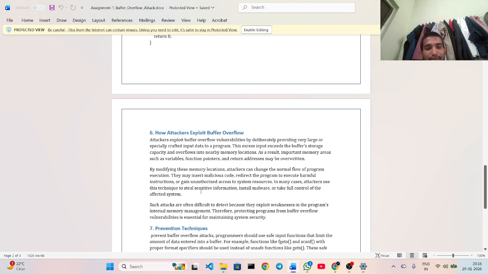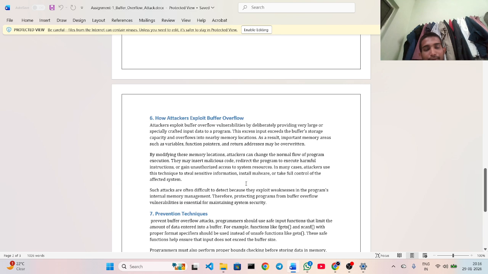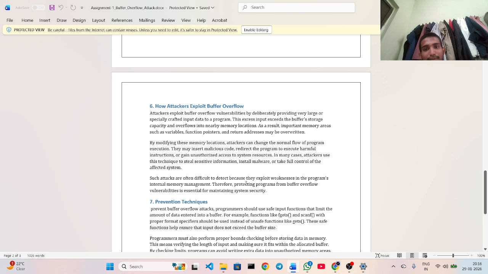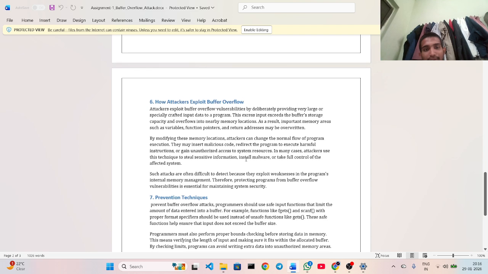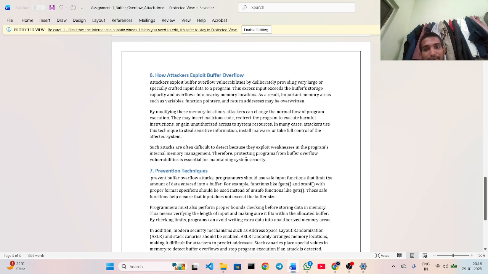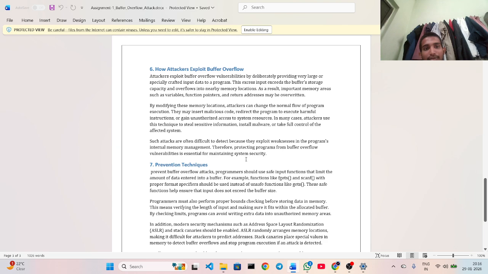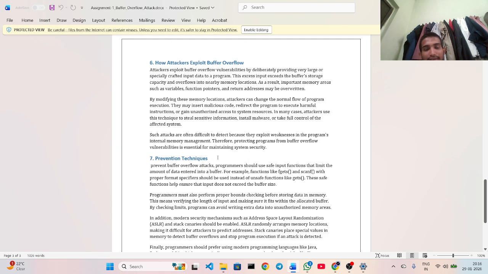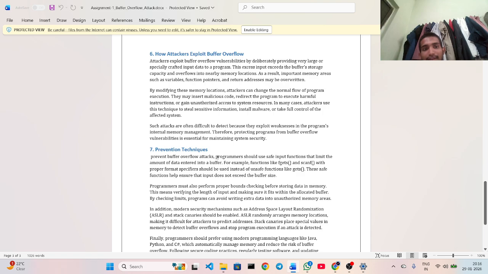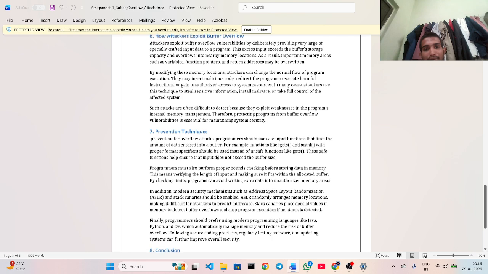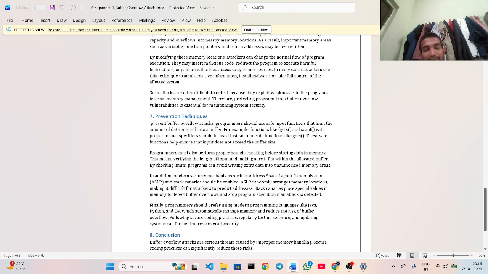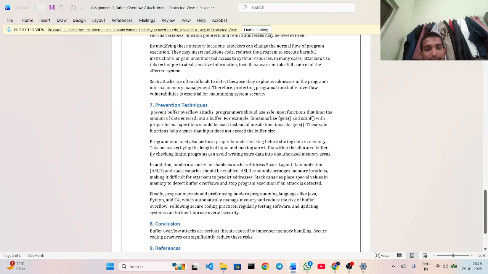How attackers exploit buffer overflow. Attackers exploit buffer overflow vulnerabilities by deliberately providing very large or specially crafted input data to a program. This input exceeds the buffer storage capacity and overflows into nearby memory locations. By modifying the memory locations, attackers can change the normal flow of program execution. They may insert malicious code or redirect the program to execute harmful instructions. Such attacks are often hard to detect because they exploit weaknesses in the program's internal memory management. Therefore, protecting programs from buffer overflow vulnerabilities is essential for system security.